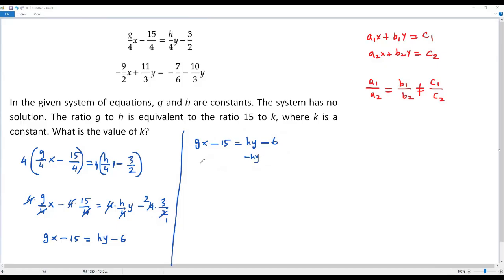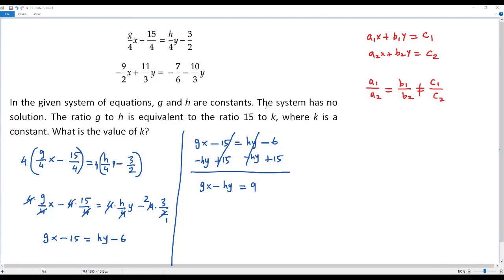For that, we have to subtract hy from both sides of the equation. Now to get rid of the constant negative 15 on the left side, we have to add 15 to both sides of the equation. When I do so, this positive hy and negative hy will cancel out. Negative 15 and positive 15 will cancel out. I am getting gx minus hy on the left side. On the right side, when I simplify this one, I am getting positive 9. Okay, here I got the first equation in standard form.